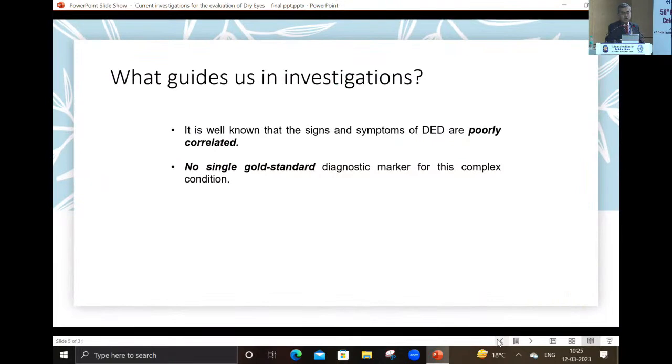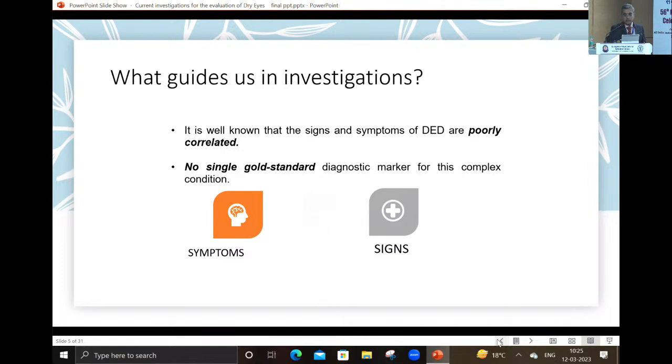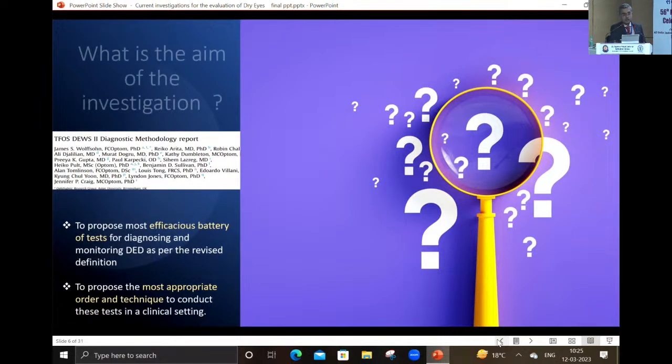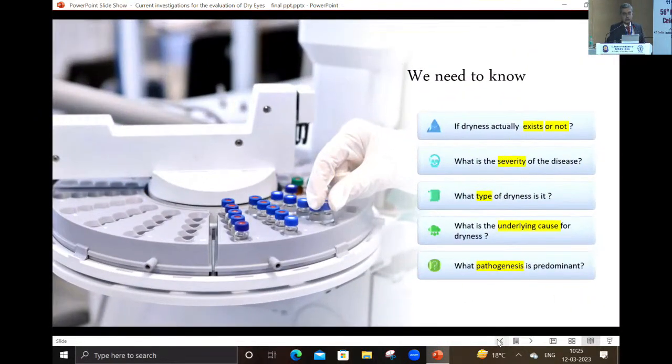So what guides us in investigation? We very well know that the symptoms and the signs don't match in dry eye. So there is no single gold standard investigation that helps us find out if a patient is having dry eye or classify him. There is an efficacious battery of tests available, but how to use it appropriately and in a standardized way is what the DUCE-DUE classification or definition is trying to help us with.